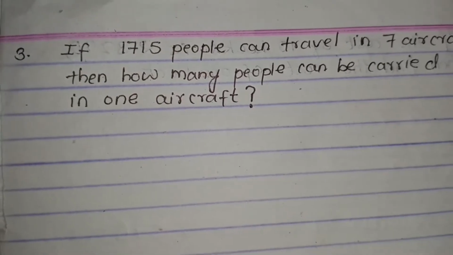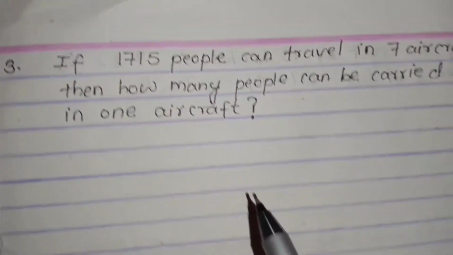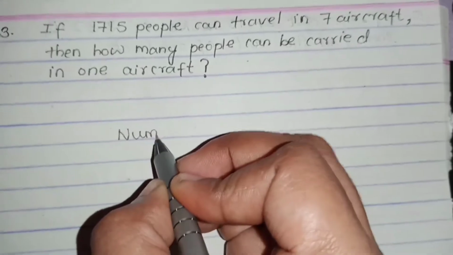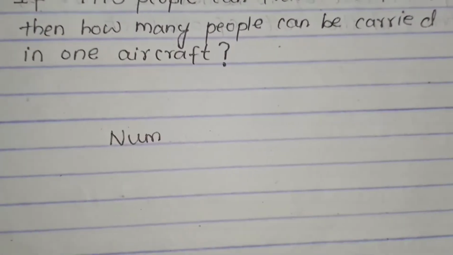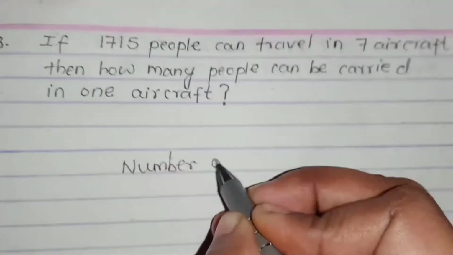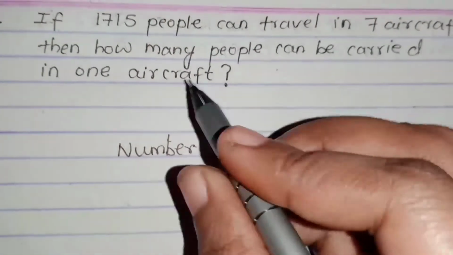Now let's start. First we'll write the number of people. How many people are there? So the number of people. What is the number of people?